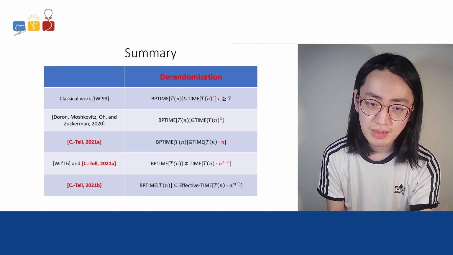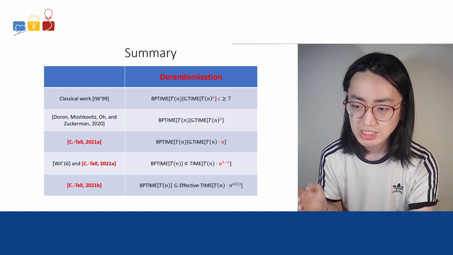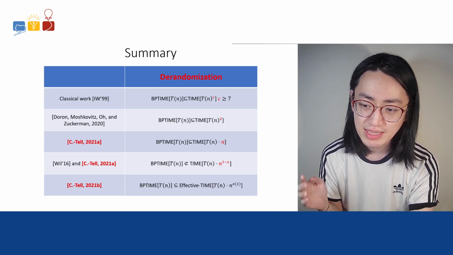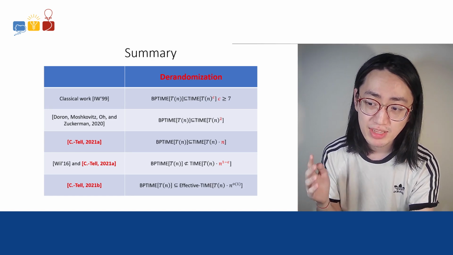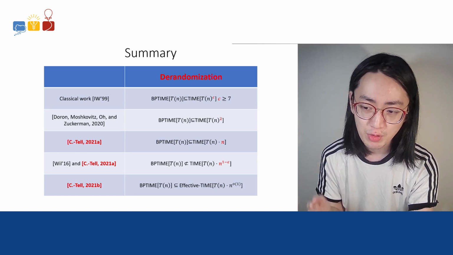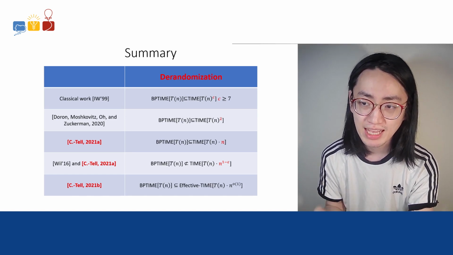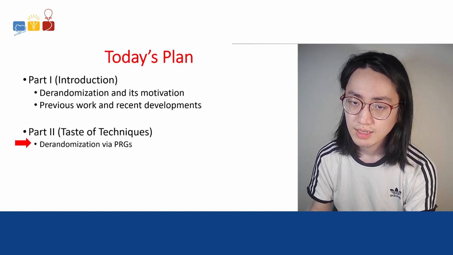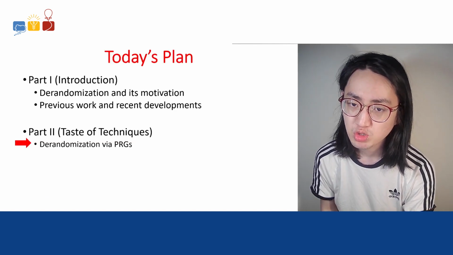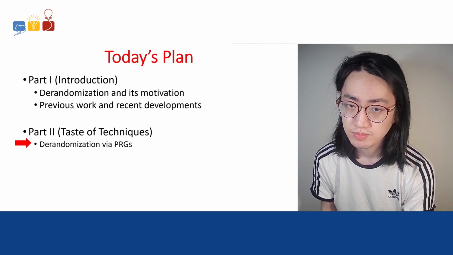Finally, in the most recent work, Chen and Tell showed that if we only want a derandomization such that no polynomial time algorithm can find a mistake, then one can in fact derandomize T of n time randomized algorithm with almost no overhead, and such derandomization may already be enough for most of the situations. Next, we'll talk a bit about the proof techniques behind all these derandomization results.